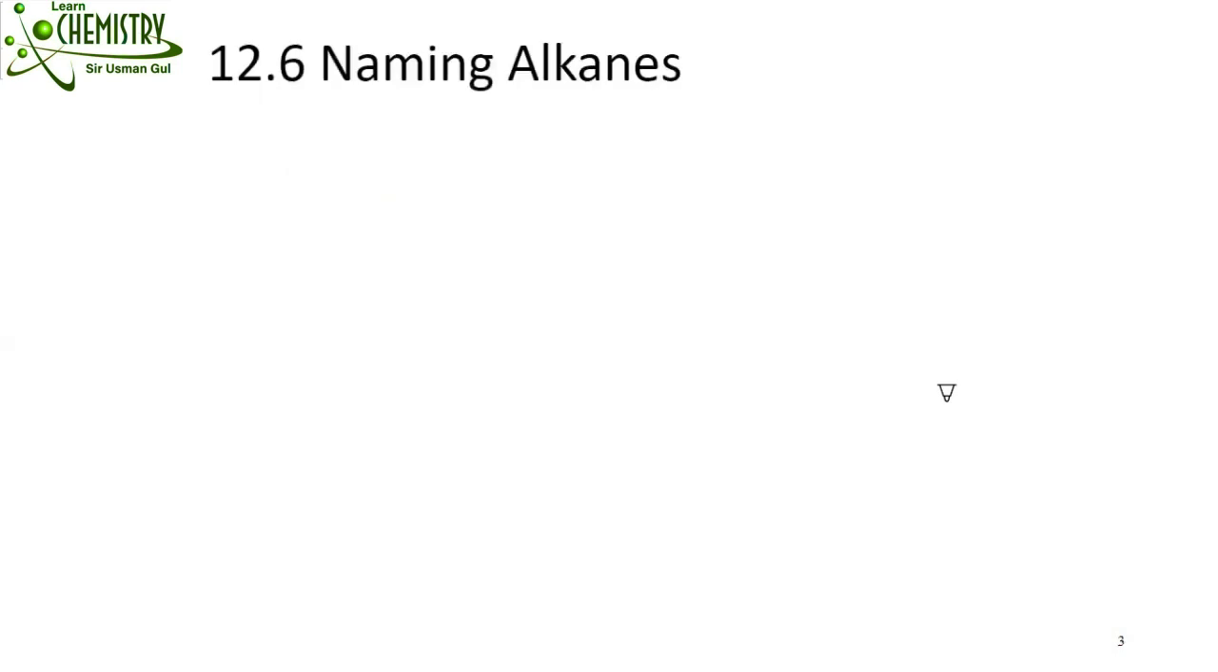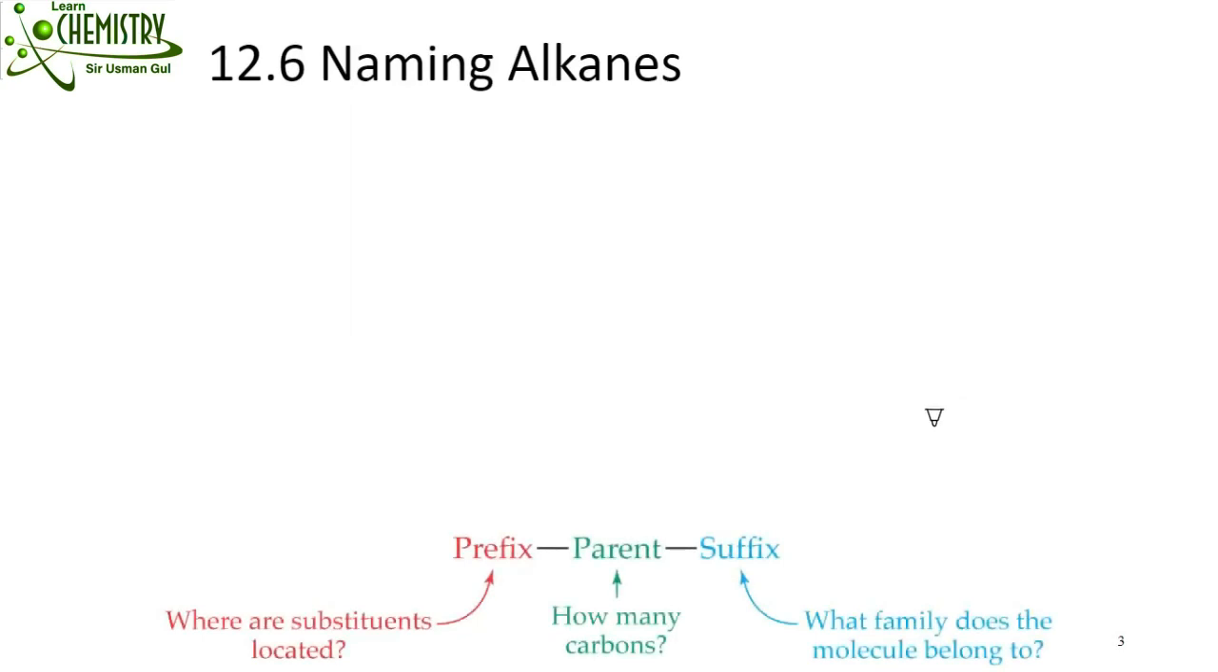So how do we give the name? Even alkanes have these three parts. Here I will just eliminate the prefix. Let's suppose we have a compound which does not have any substituent, so we will only focus on the two parts, that is parent and suffix. First I will tell you the suffix of alkanes. Alkanes have the suffix of ane.